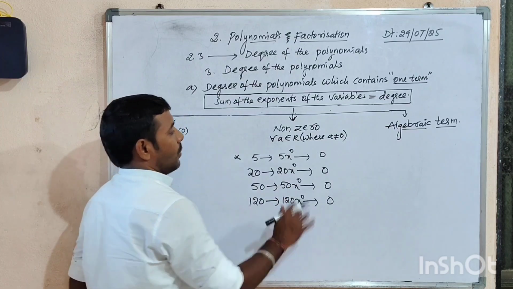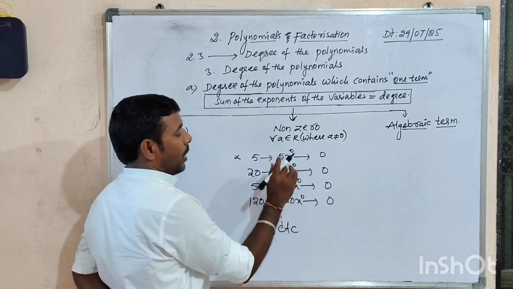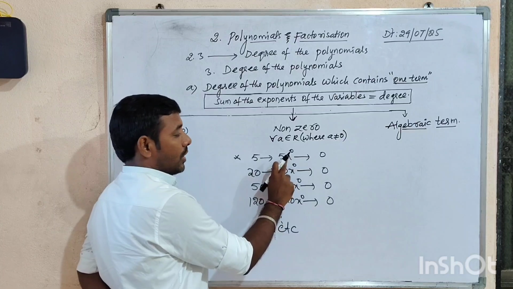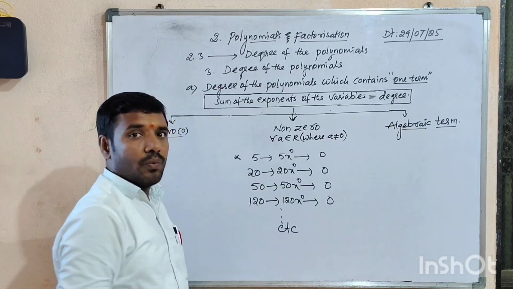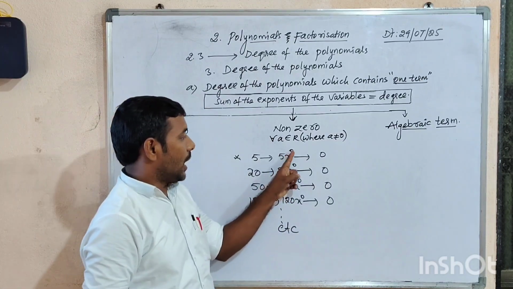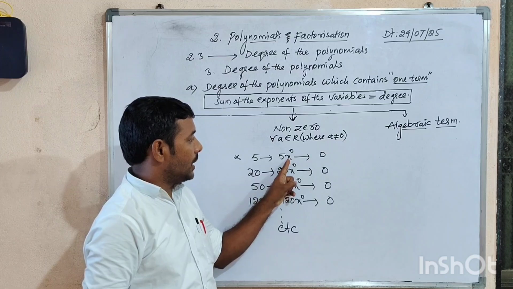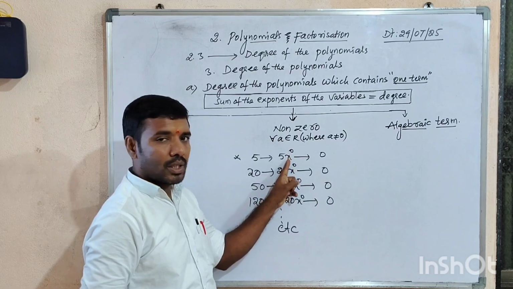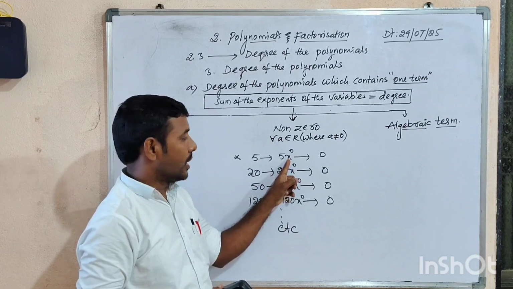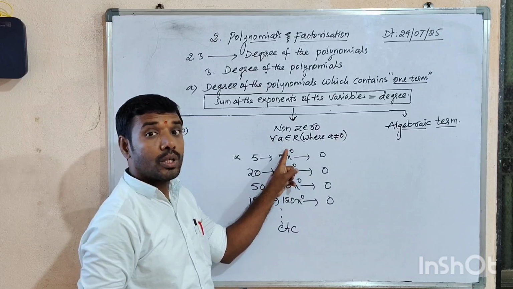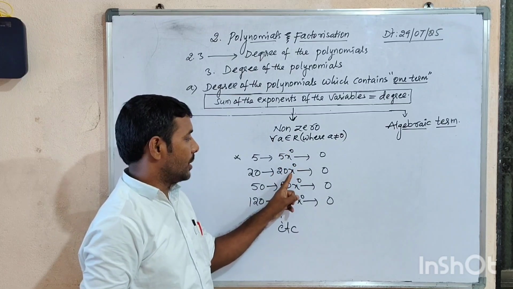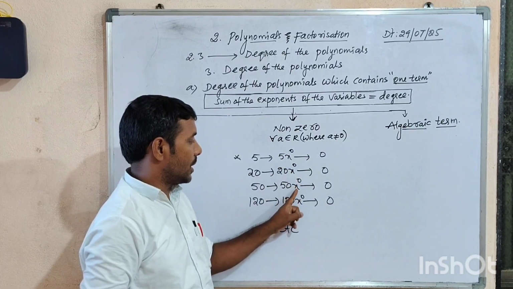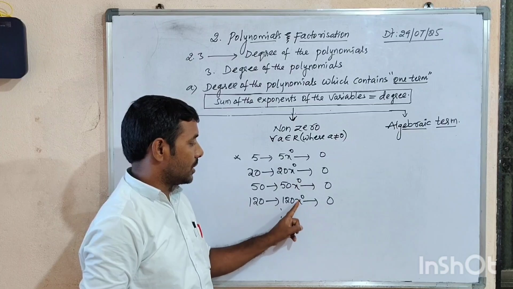Let us see, what is an actual polynomial? A polynomial is nothing but an algebraic expression in which the exponents of the variable are whole numbers. Yes, the variable is x, and its exponent is 0. Variable is x, exponent 0.